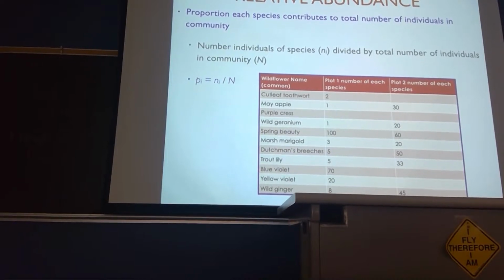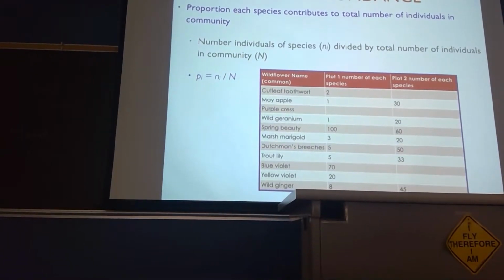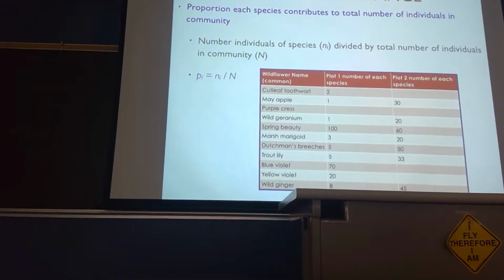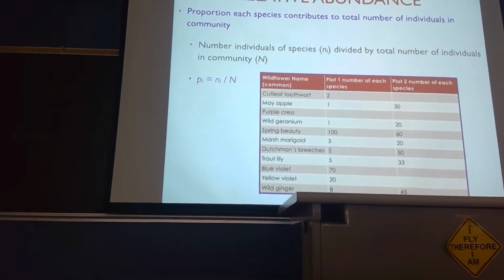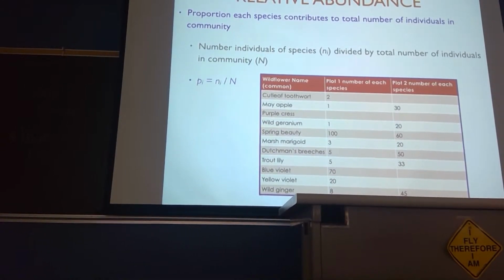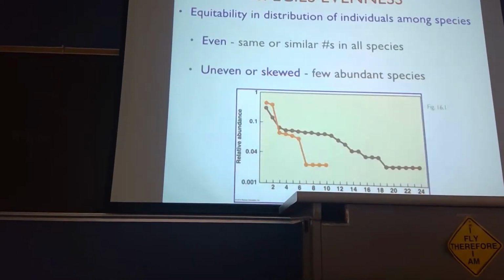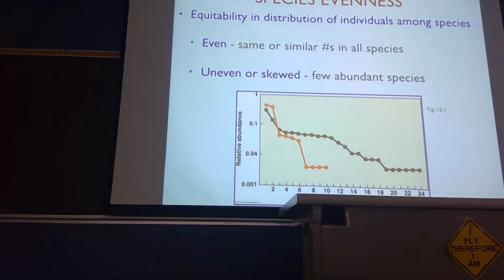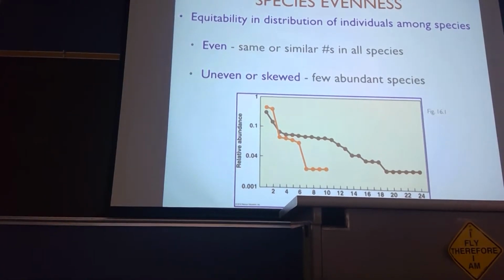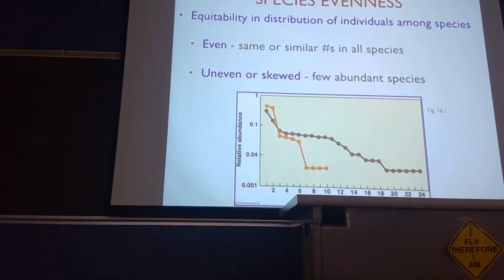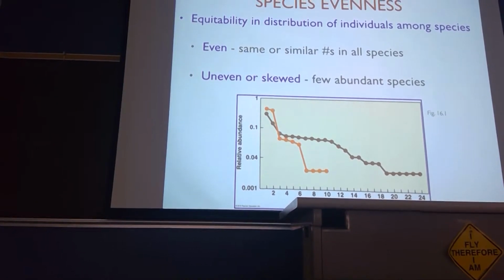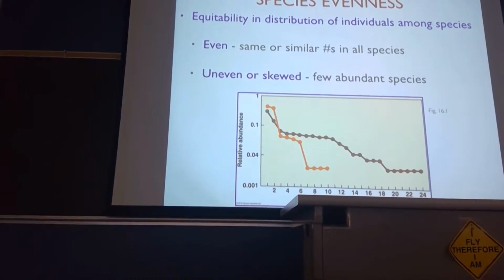Does this make sense to everybody? Richness versus evenness. I need a little bit of both. Okay. As I mentioned, species evenness and relative abundance is the equitability of the distribution of individuals among the species. We can then start to describe communities as either even or skewed in their species distribution and evenness.